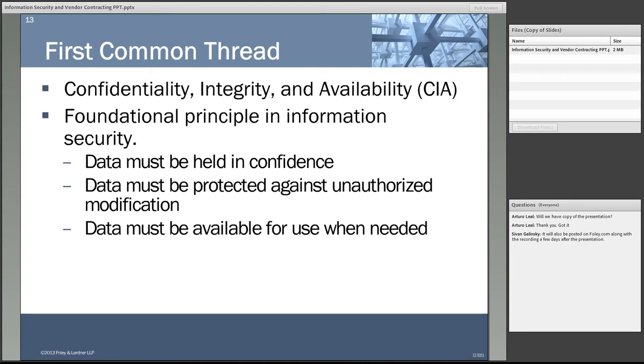And as I mentioned, it has three components. The first being the most obvious: the data has to be held in confidence, that unauthorized third parties cannot get access to and use of that data. It's fundamental. The next is integrity, which is that the data must be protected against unauthorized modification.